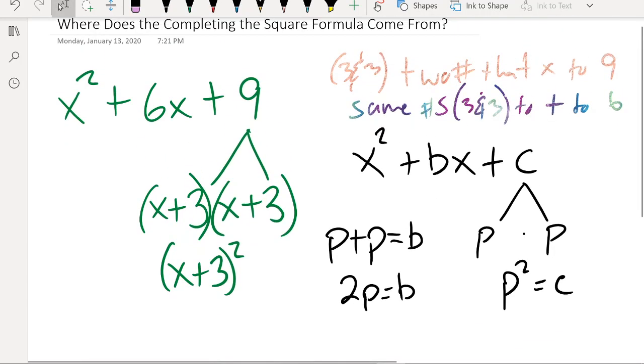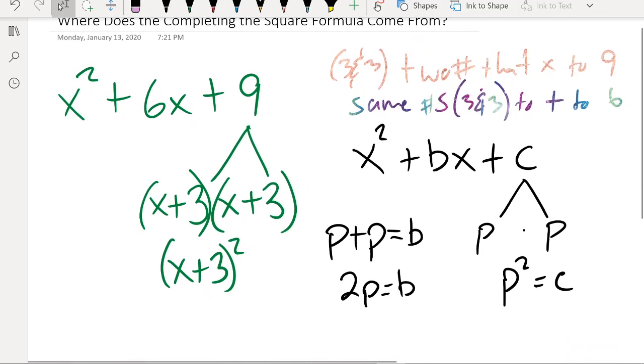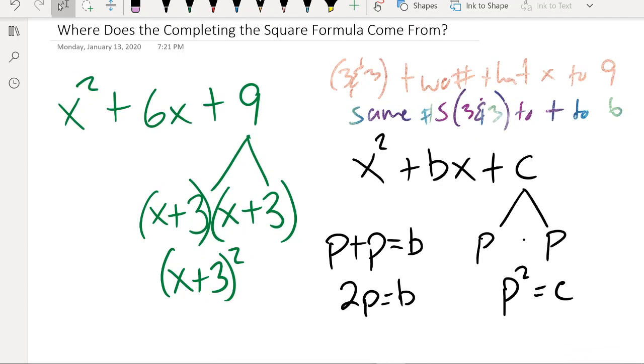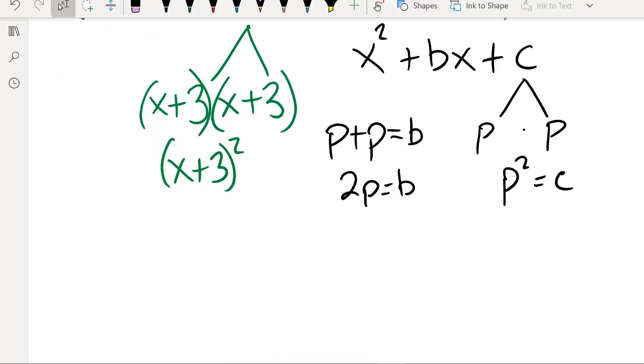So check this out. If you forget the formula, which we're going to get to in just a second, all you have to do is remember, hey, I need to multiply something by itself to get c, right? So something squared, and then something else has to be added to itself. So 2 times something, and then something squared. Okay, now here's the magic.